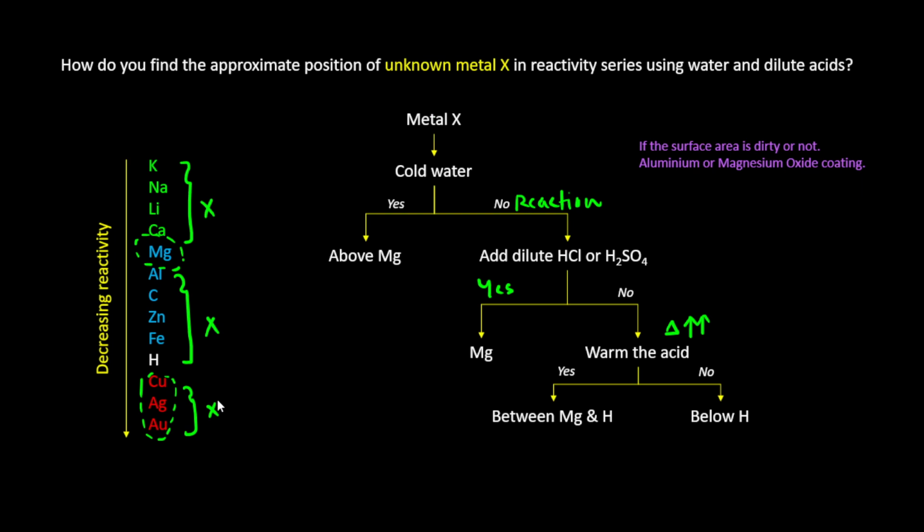Alright, so that is how you can find where your metal X is. And in exams, after you find out the position of the metal in the reactivity series, they're going to ask you to write down the products, and that is a common question that you might have to answer. So always try to follow this procedure to find out where your X is in the reactivity series.